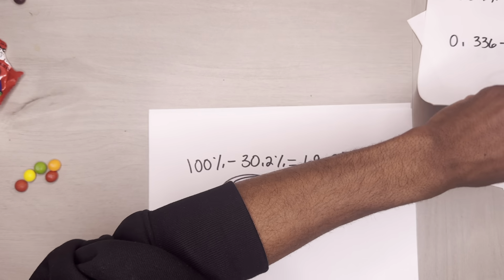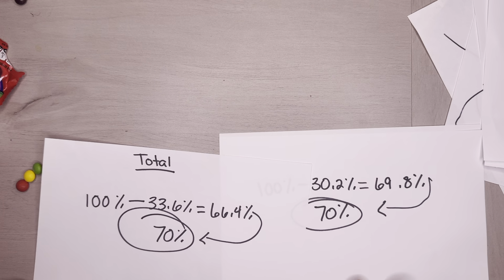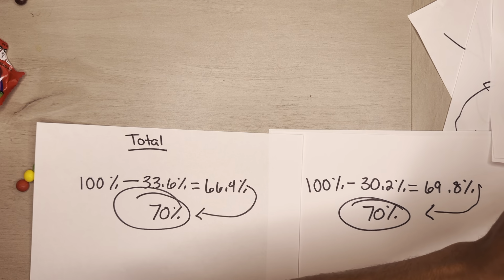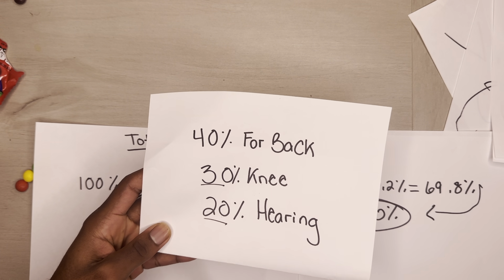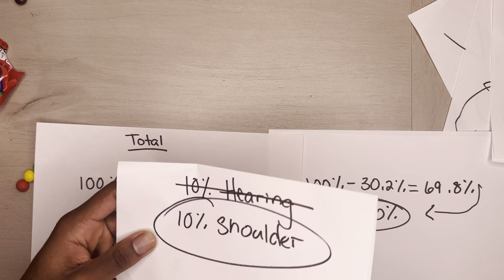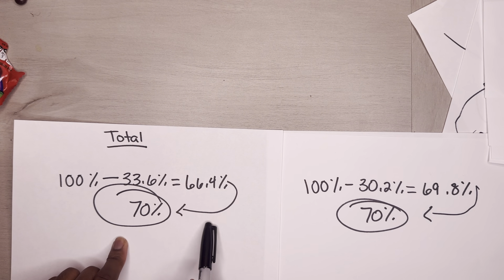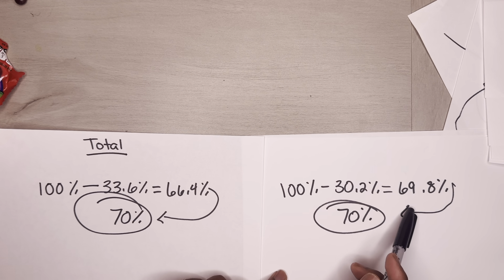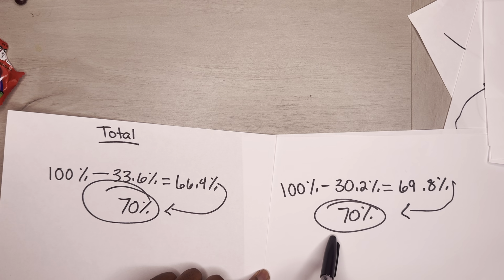So if I pull back the last percentage we got, where is that paper? Let me just explain, because a lot of people have confusion at this part. If you claim your back, service connected, your knee, service connected, hearing, service connected, 40, 30, 20%, and you went through those calculations, and then you went back and you refiled and you got an extra 10% for your shoulder, and you're trying to figure out why you're still at 70%, because the first time you went, it was 66.4%, and they rounded up to the nearest tenth, 70%. Once we did the calculation of the new 10%, it only went up from 66.4 to 69.8, which still rounds up to the nearest tenth, 70% total disability compensation.